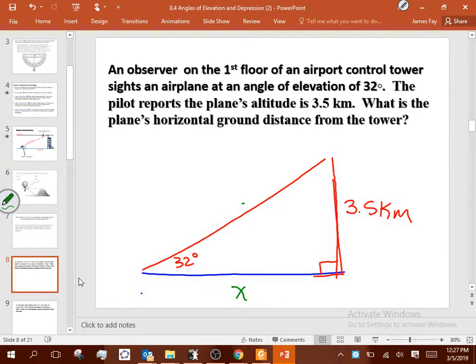Why do you have to erase the L? You don't, but because I'm not looking for it. I don't want that distance. I'm not interested in that distance in this question. I'm only interested in the horizontal ground distance.